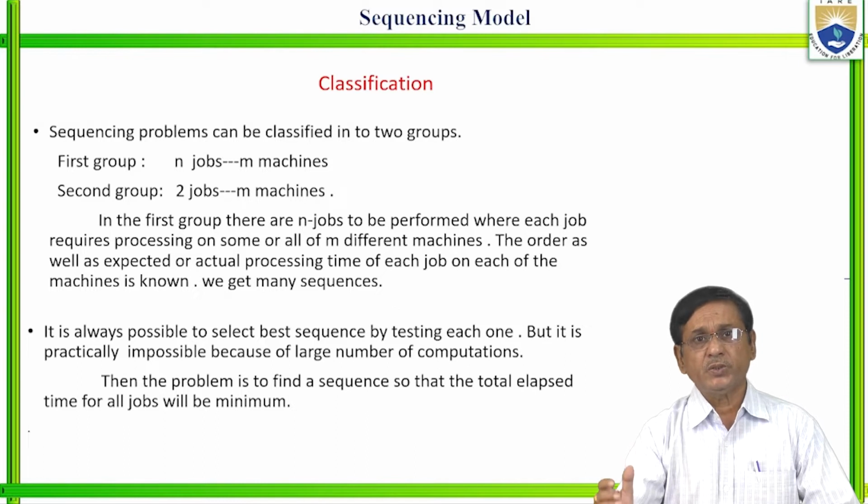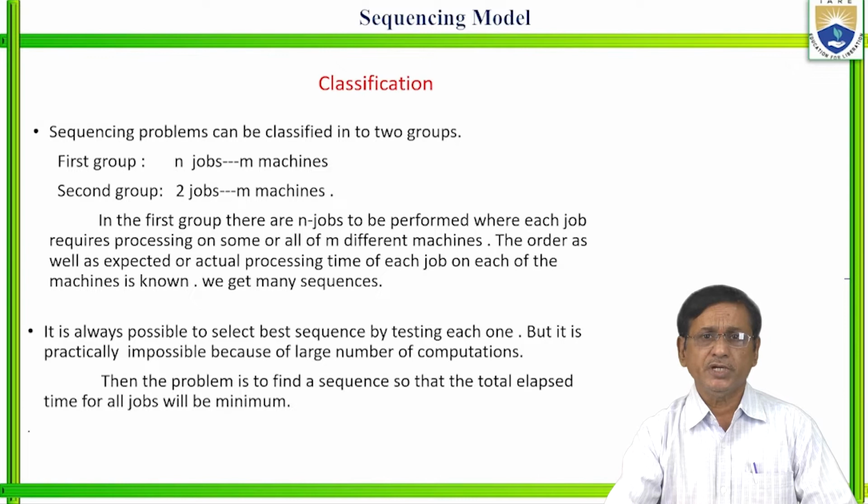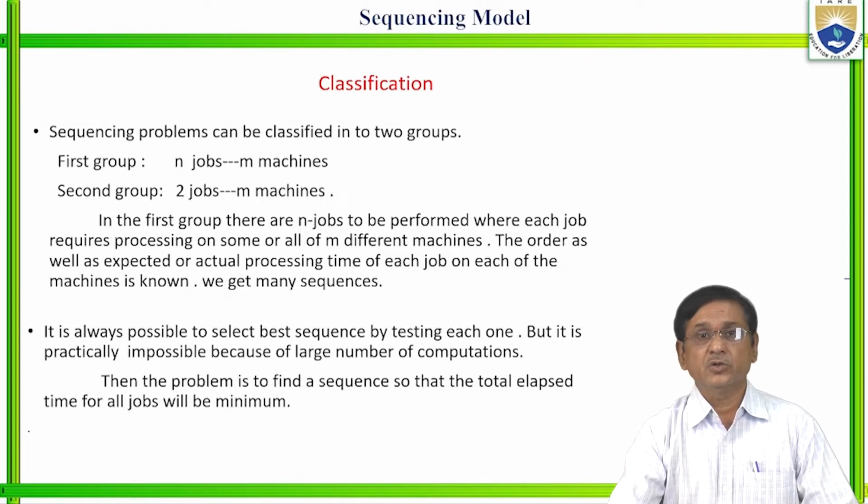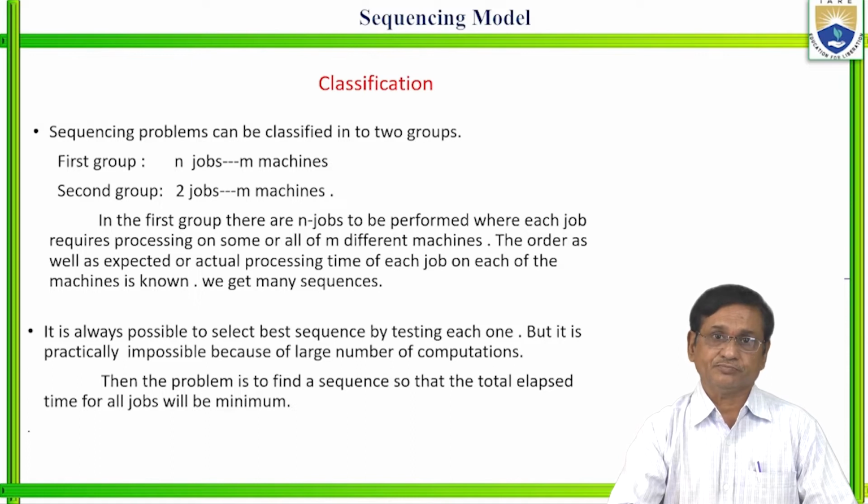Then we have to sequence the jobs. Why do we have to sequence? To reduce the waiting time of the jobs and the waiting time of the machines. Whenever the waiting time of the jobs as well as of the machines and mechanics is reduced, then our production cost will be less, and the total profit will increase.